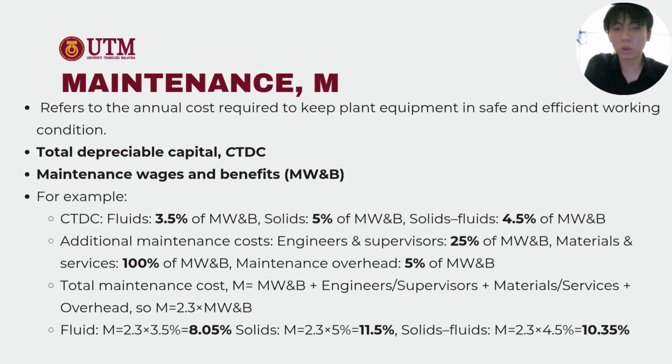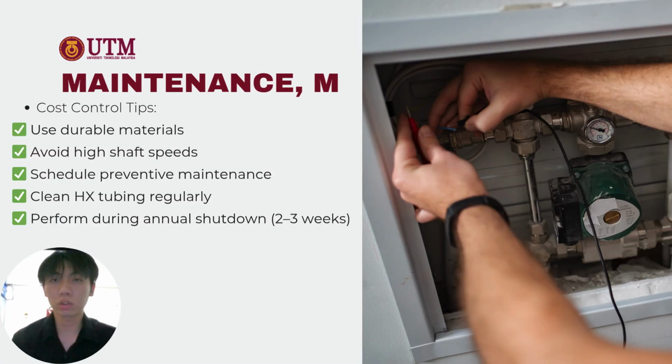The total maintenance cost is equal to MWMB plus engineer or supervisor plus materials or service plus overhead. So the equation is M equals 2.3 multiplied by MWMB. For the fluid, maintenance is 8.05%, while the solid is 11.5%, and the mixed solid and fluid is 10.35%. There are some cost control tips for maintenance.